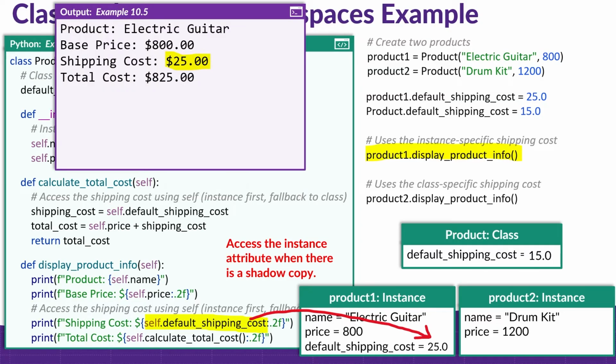So interestingly here, even though we edited this outside of the class, we added an instance attribute called default shipping cost and set it equal to 25. This also affected the result of the display product info method.